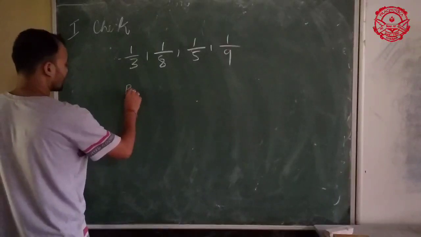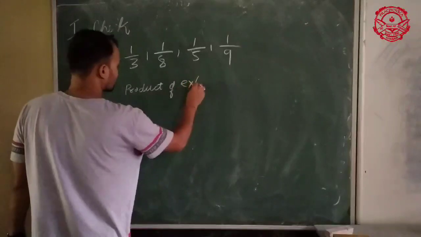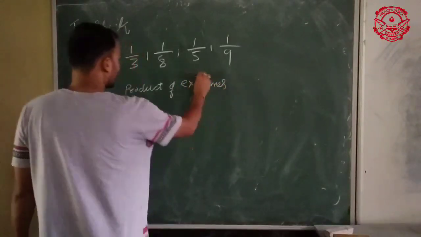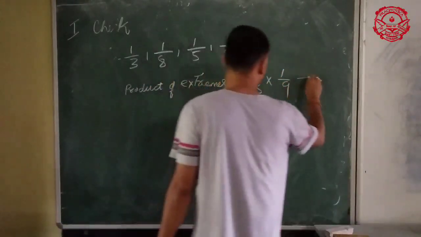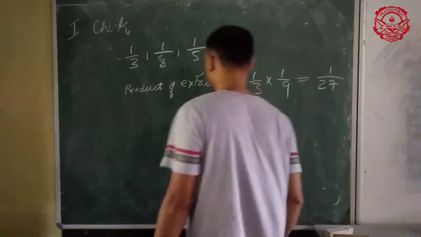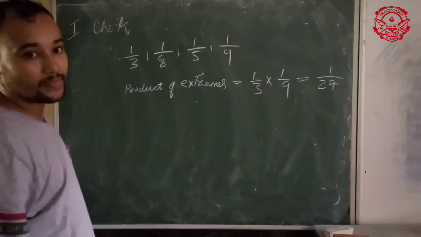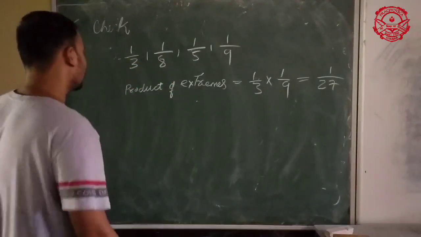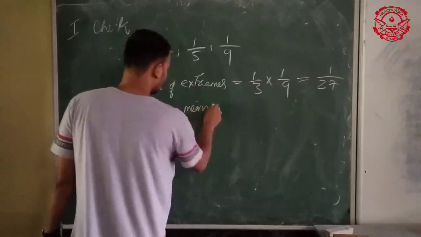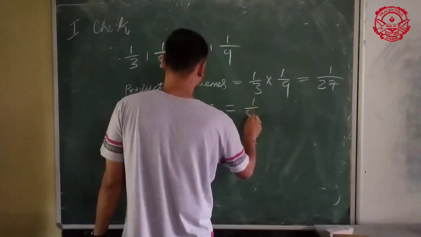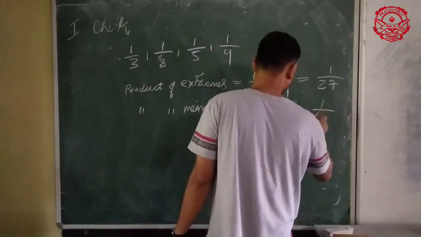Now see, product of extremes is what? 1 by 3 into 1 by 9. Okay, 3 nines are 27. 1 by 27. Okay, fine. Similarly, we should get the product of 1 by 8 and 1 by 5. That is 1 by 27. Product of means: 1 by 8 into 1 by 5. Fine. It is 1 by 40.